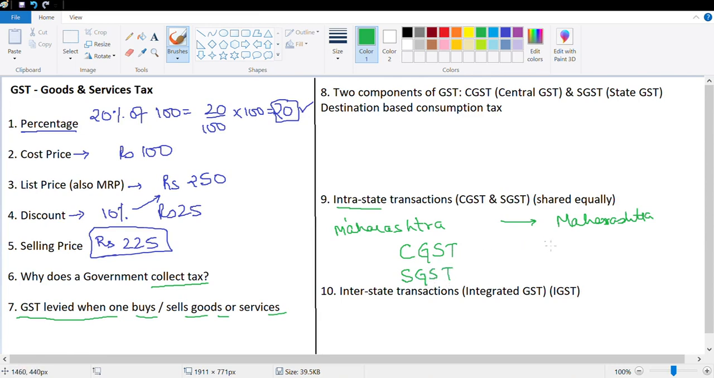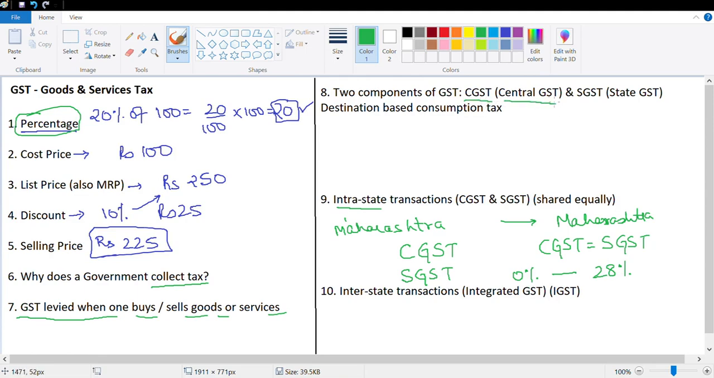Both these components are equal, which means CGST is equal to SGST. And these are calculated at a specific rate. That's why I started with the concept of percentage. So the rate could vary from 0% going up to 28% today. Now, why is there a change of rate? Essential goods are taxed at a lower rate, and luxury goods are taxed at a higher rate.